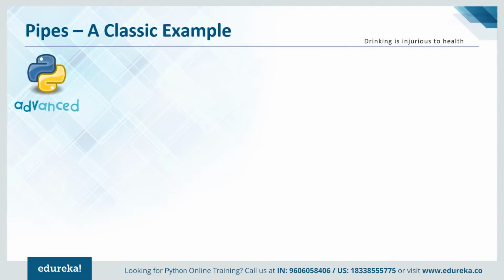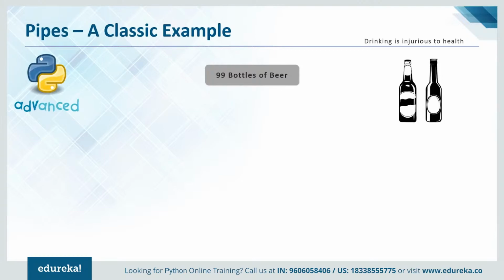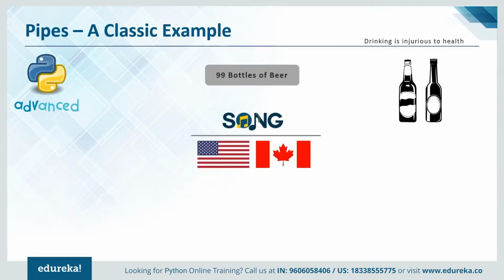Now something really interesting. Let us consider one classic example: 99 bottles of beer. 99 bottles of beer is a traditional song in the United States and Canada. The song is derived from the English song 10 Green Bottles.